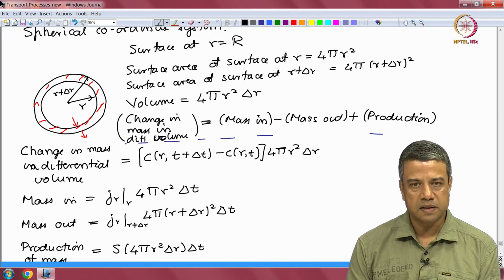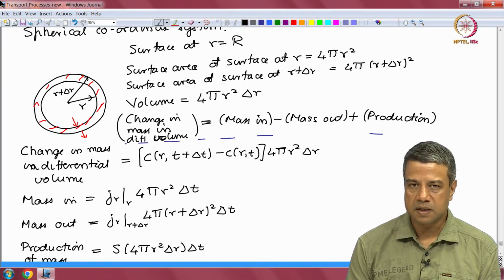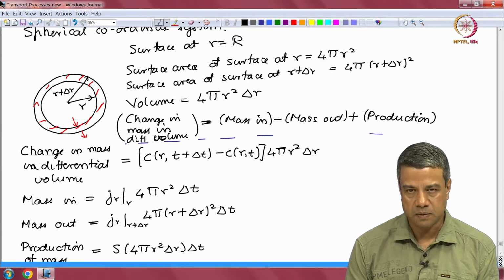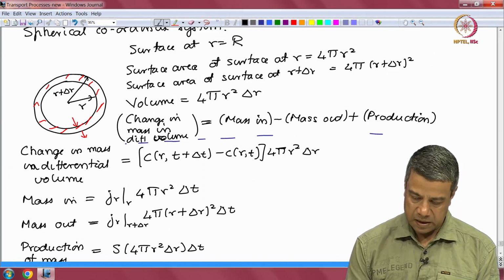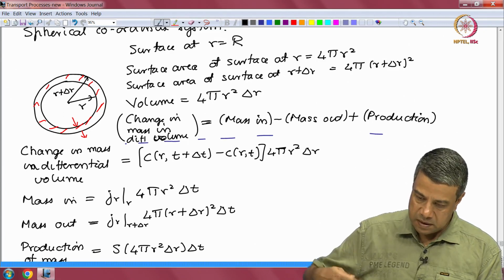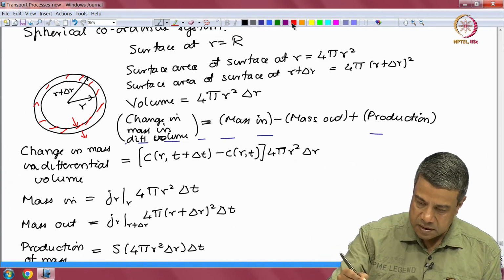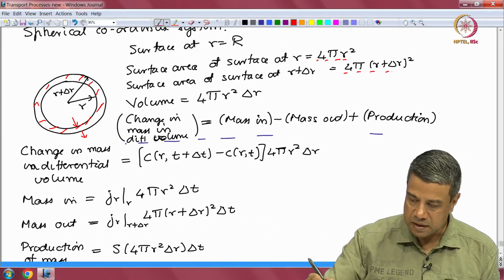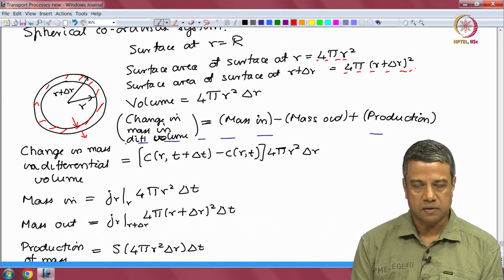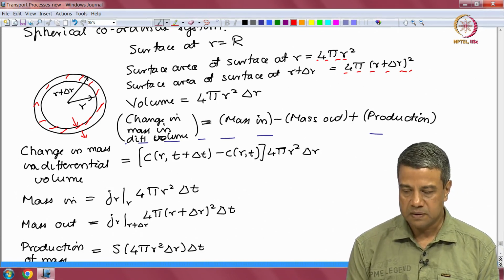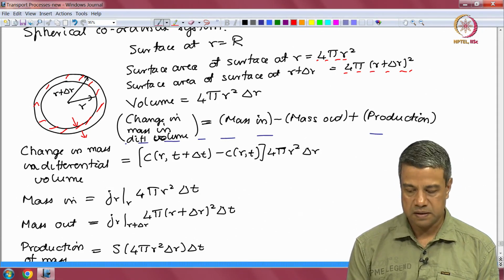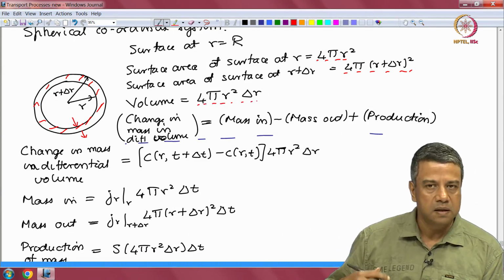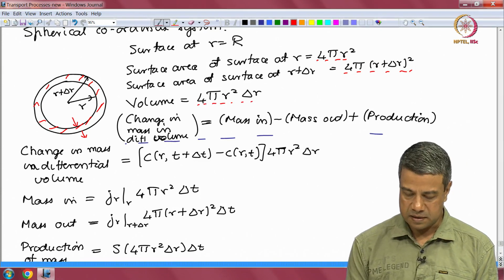So, we wrote the mass balance equation for that case. Change in mass in differential volume is equal to mass in minus mass out plus the production. And in this case, the volume had two surfaces, inner surface area 4 pi r square, outer surface area 4 pi (r plus delta r) the whole square. So, these two surfaces have different areas. The volume is 4 pi r square delta r, the surface area times the thickness.